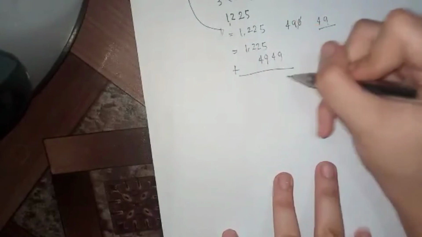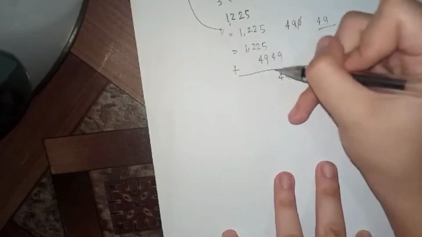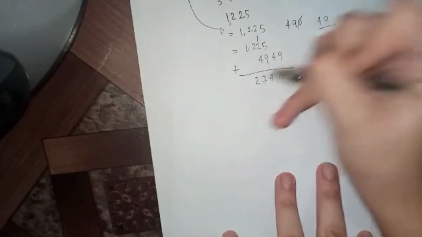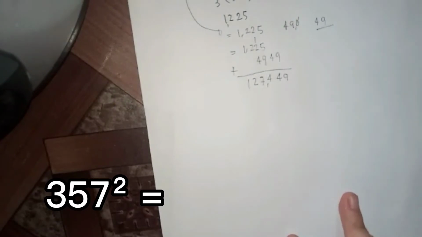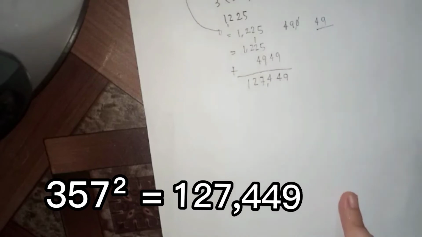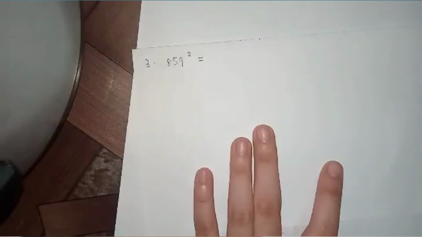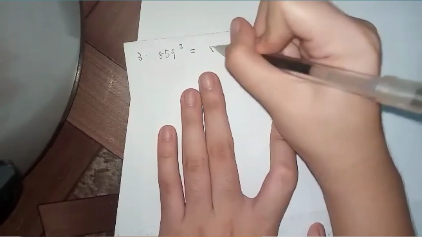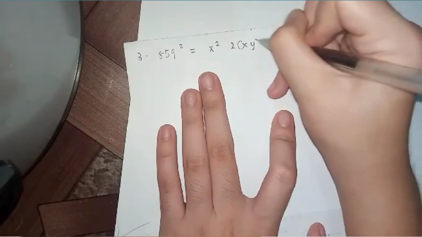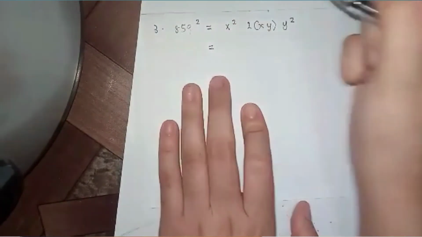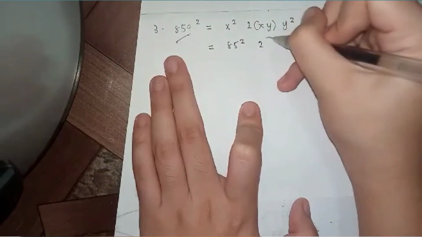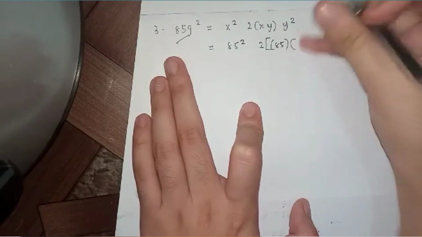So we're going to add this 9, 4, 5 plus 9 is 14, 6, 7, 2, 1. So 357 squared is equal to 127,449. Our third example is 859 squared. So we are going to copy the formula. So our x is 85. And our y is 9.